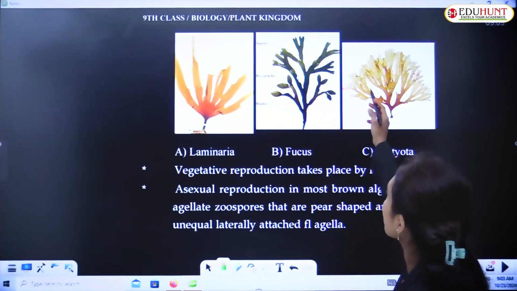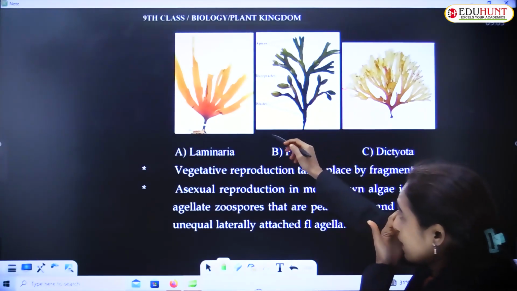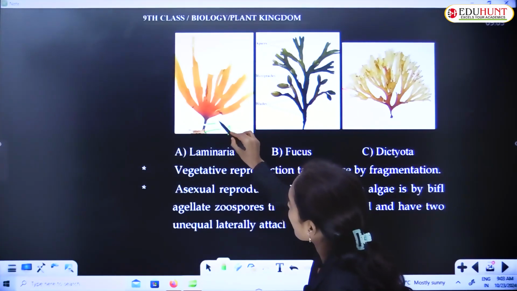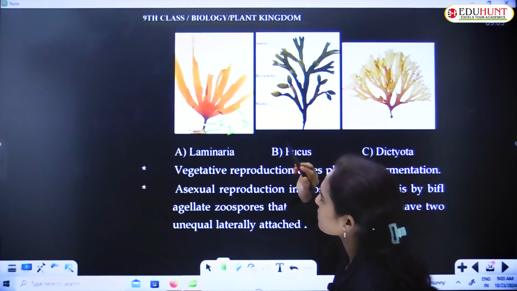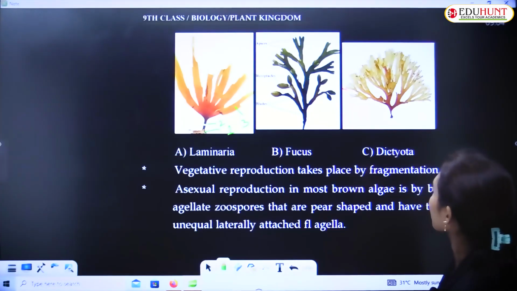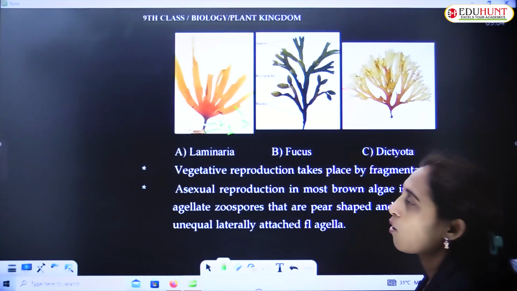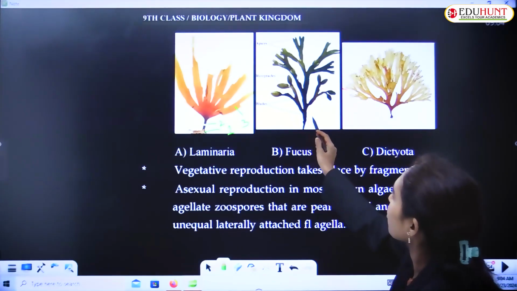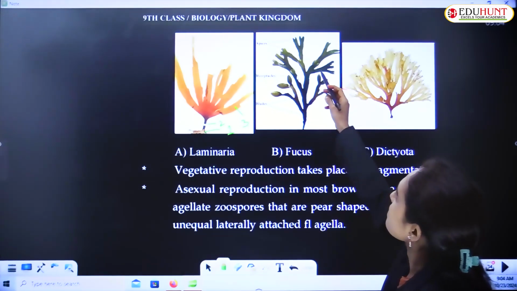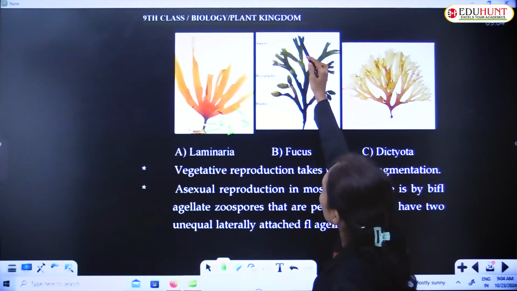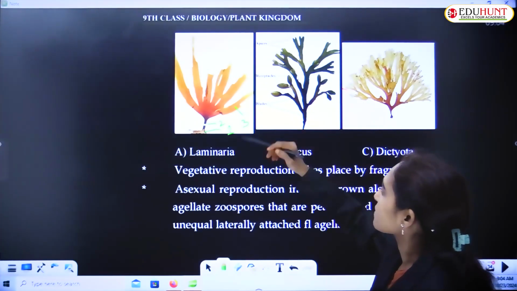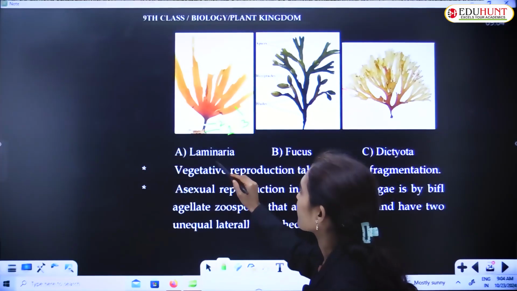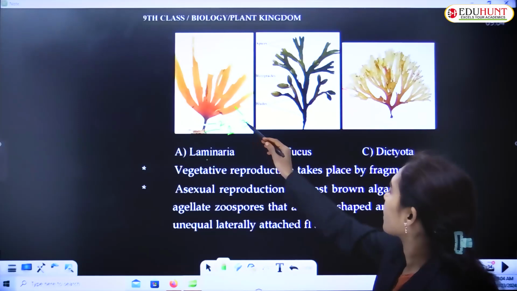యూ కెన్ సీ క్లియర్లీ ఇన్ దిస్ పిక్చర్ దట్ this is the holdfast, this is the stipe, and this is the blade-like structure, the frond. Holdfast, stipe, blade or frond. Chudandi, these are the blades, the fronds also called blades. And apices, each apex is dichotomously branched, and these are the receptacles, the sex organs are placed in them. An example is Laminaria, which looks brown.